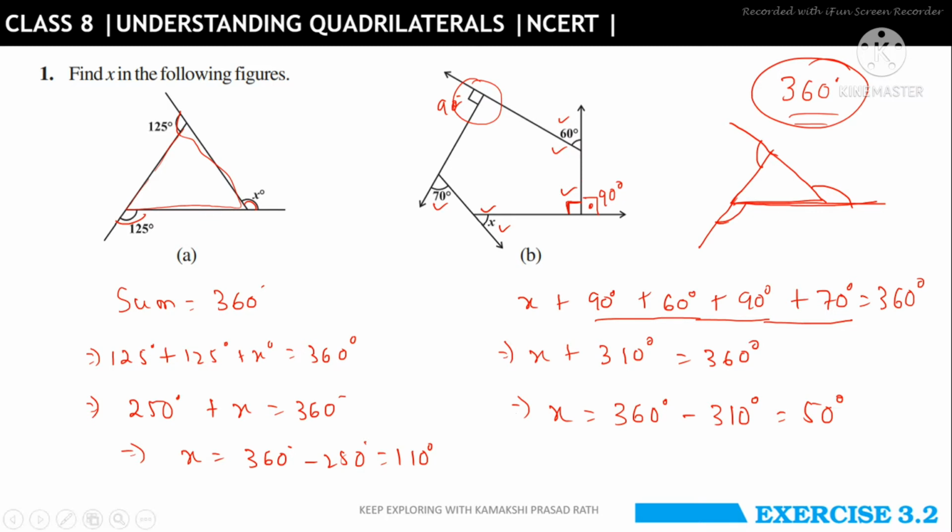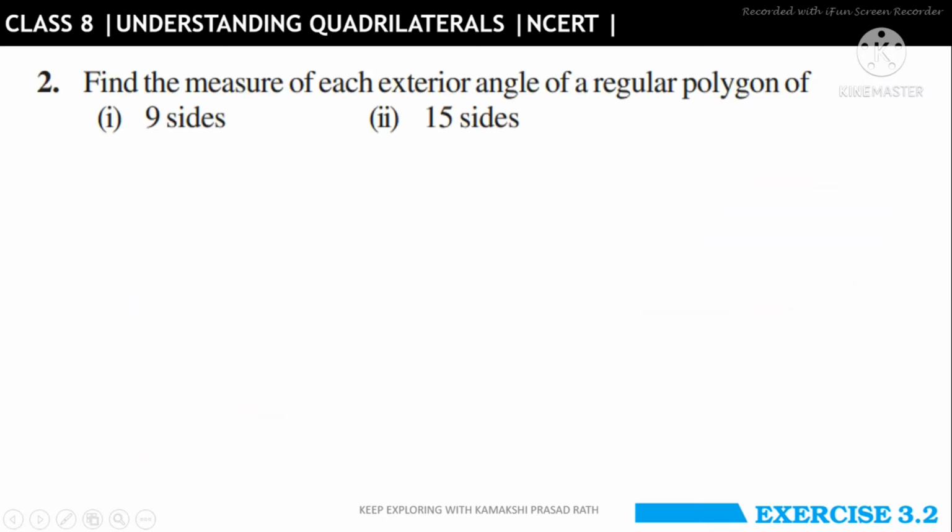Now let's see one more question here. Find the measure of each exterior angle of a regular polygon. Here, a regular polygon means all the sides are equal and the angles are also equal. So if the interior angles are equal, then all its exterior angles also should be equal. Hence, using that property, we have a formula here, the sum is always 360.